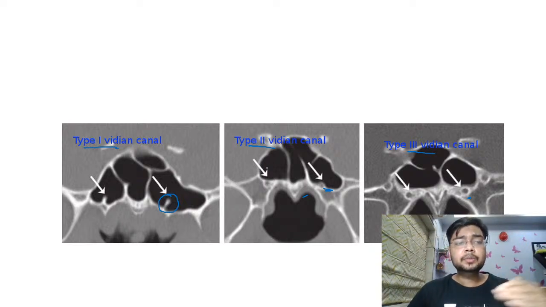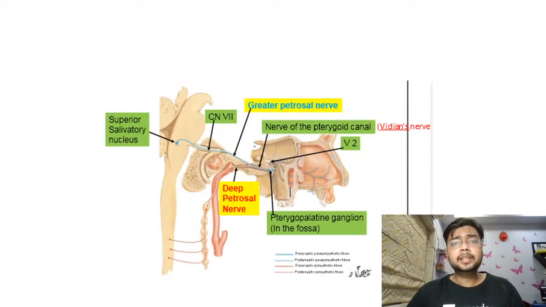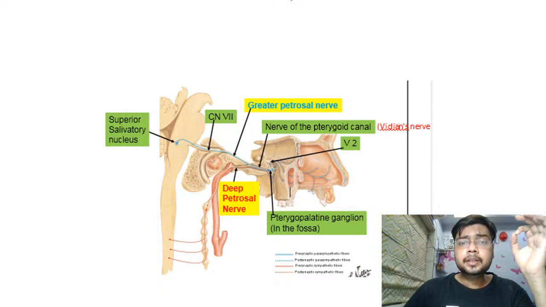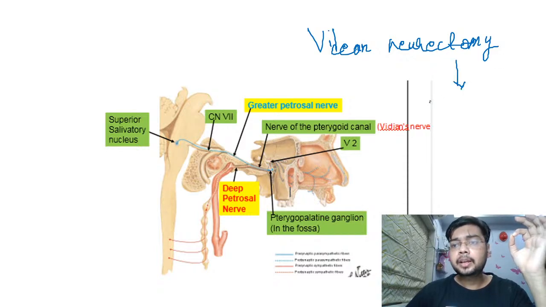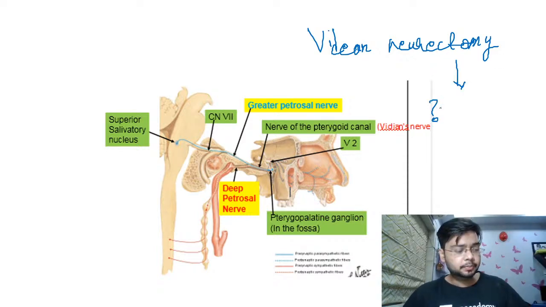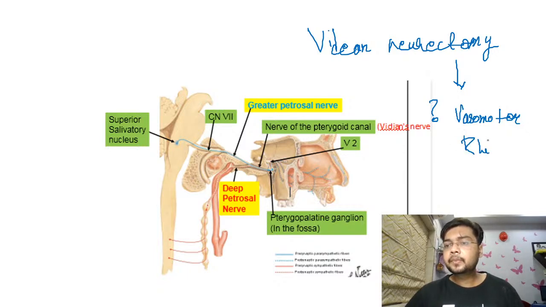They are not going to ask you the different types, but on sure basis they can ask you where the canal lies in the sphenoid sinus. Why? Because there is a procedure called Vidian neurectomy. So we all know about Vidian neurectomy. It is a surgical procedure being done for vasomotor rhinitis. Yes, I know you all know this.